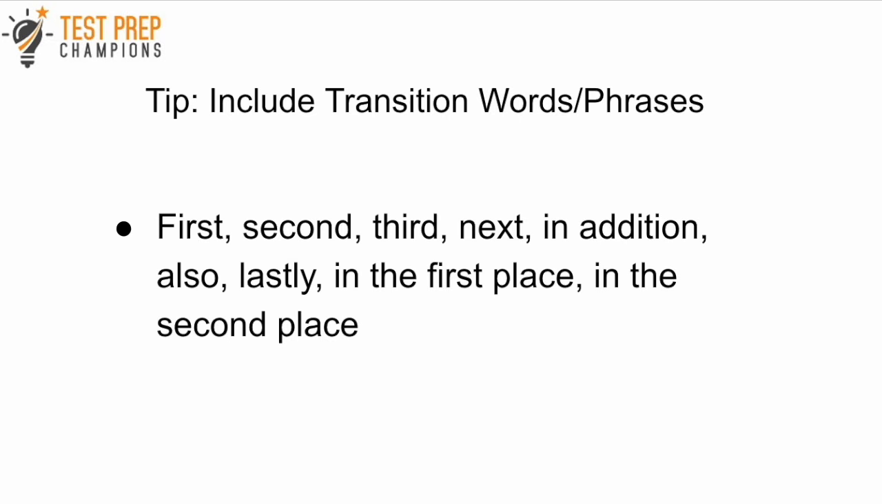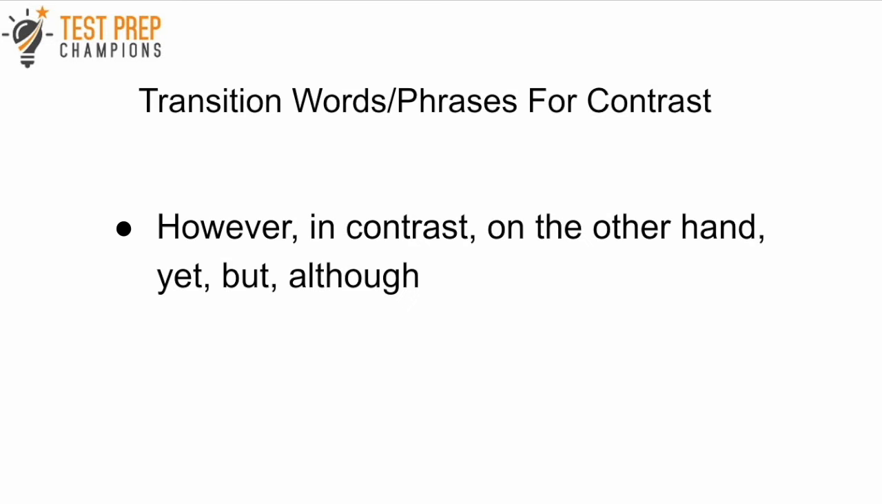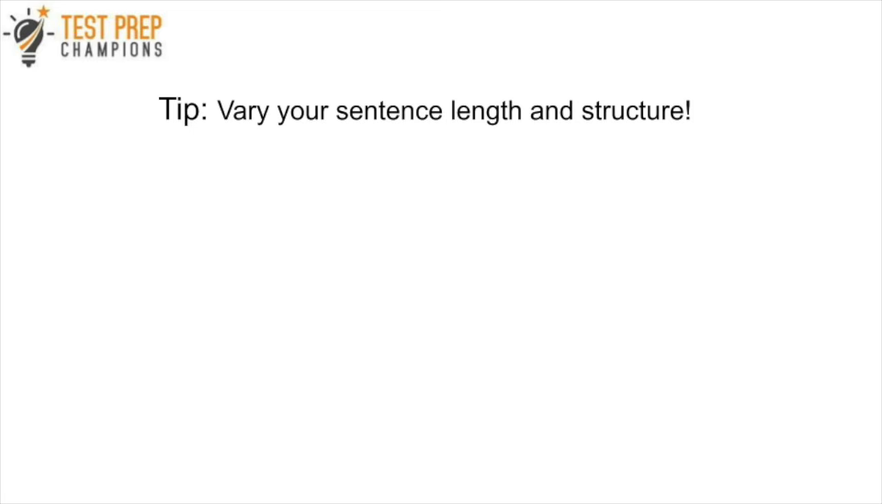One way to help improve your score is to include transition words and phrases in your writing. On screen are some examples of transition words and phrases. First, second, third, next, in addition, also, lastly, in the first place, and in the second place. To show an example, here are some transition words and phrases. So there's for example, to demonstrate, for instance, and to illustrate. Now here are some transition word and phrase examples for contrast. However, in contrast, on the other hand, yet, but, and although. Now one really quick tip I have is to switch up your sentence length and structure throughout your writing.